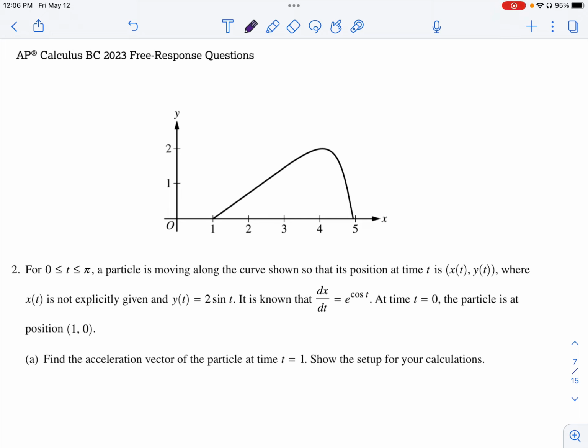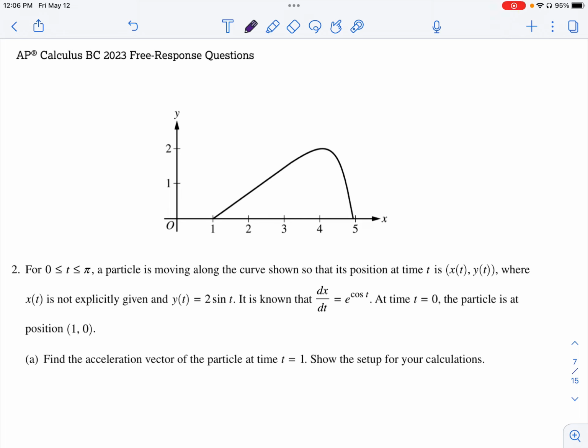Take a moment, maybe pause the video, read through it one more time. I always like to do that with these free response questions, underline whatever you need to. But let's start with part A. It says, find the acceleration vector of the particle at time t is equal to 1. Well, for this, we should recognize that for the acceleration, we're going to need the derivative of dx/dt and the derivative of dy/dt.